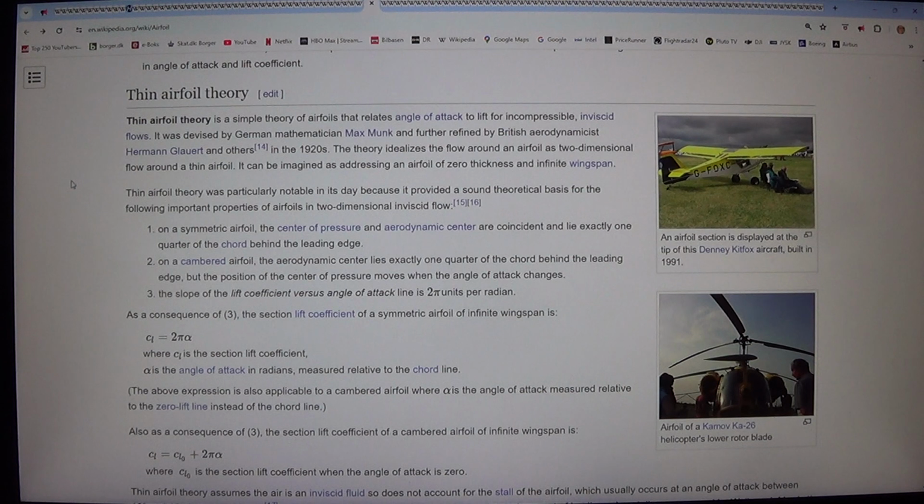1. On a symmetric airfoil, the center of pressure and aerodynamic center are coincident and lie exactly 1/4 of the chord behind the leading edge. 2. On a cambered airfoil, the aerodynamic center lies exactly 1/4 of the chord behind the leading edge, but the position of the center of pressure moves when the angle of attack changes. 3. The slope of the lift coefficient versus angle of attack line is 2 pi units per radian.